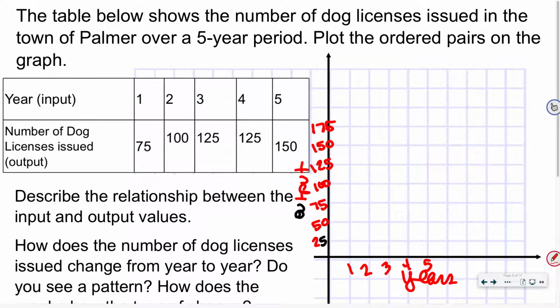What ordered pairs do I have? 1, 75. Good, where I have the first year, 75. 2, second year, 100. Third, 125. 4, 150.